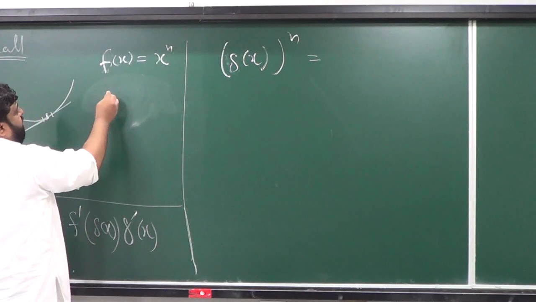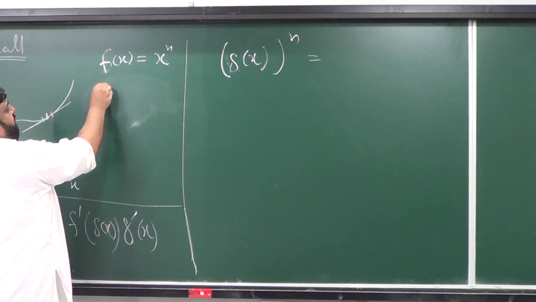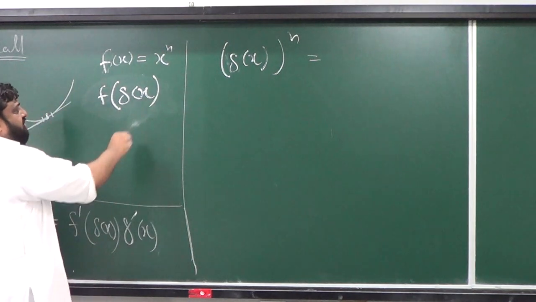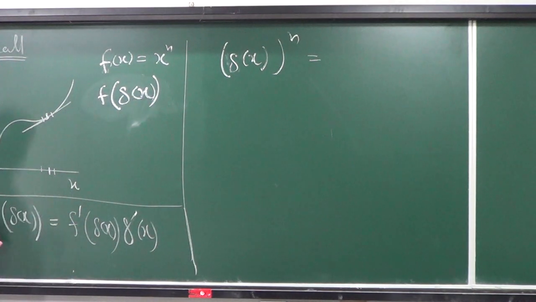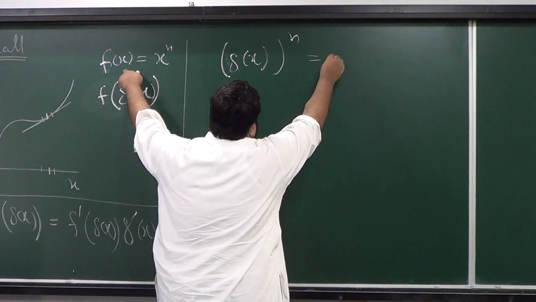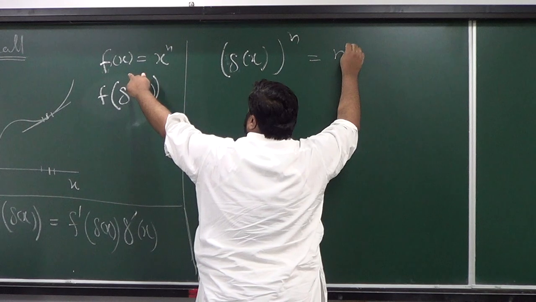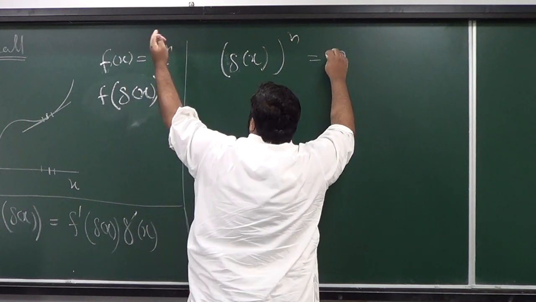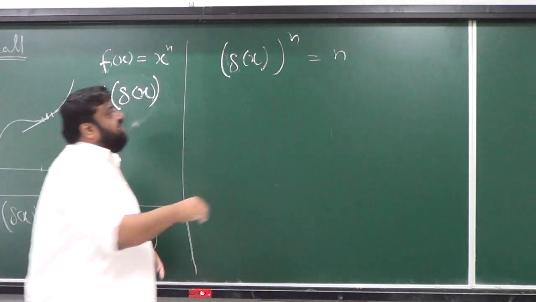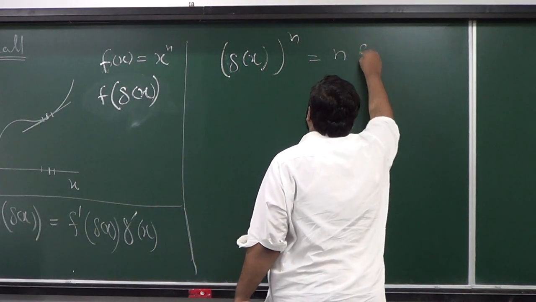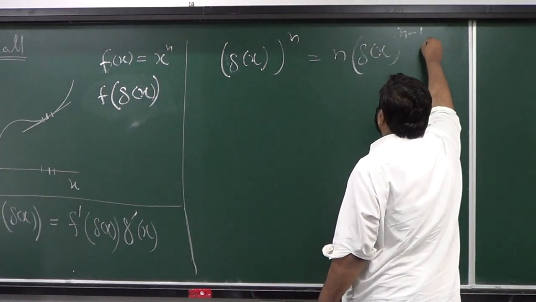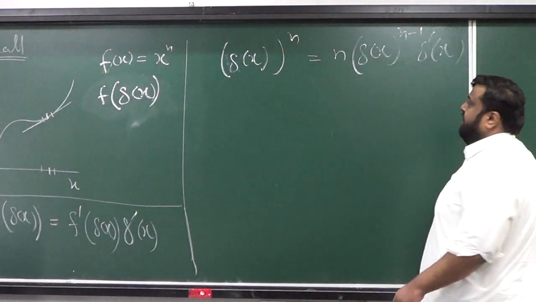This can be treated as the composition of f evaluated at g of x. By the chain rule, if you want to differentiate this, then differentiate your function, so it's going to be n times x to the power n minus 1, and then evaluate that derivative at g of x. In other words, instead of x, you put g of x raised to n minus 1 times g prime of x.